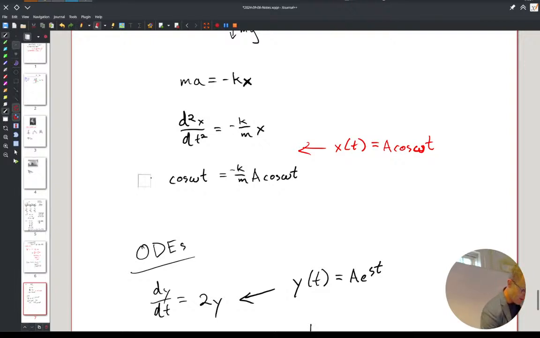I guess I do need that a, right? Because that didn't go away. And then negative omega squared. Yep. Cool. Seems like it worked, right? Because I can take this, take that, cross those out, and now I have omega squared is k over m. Seems like it worked.